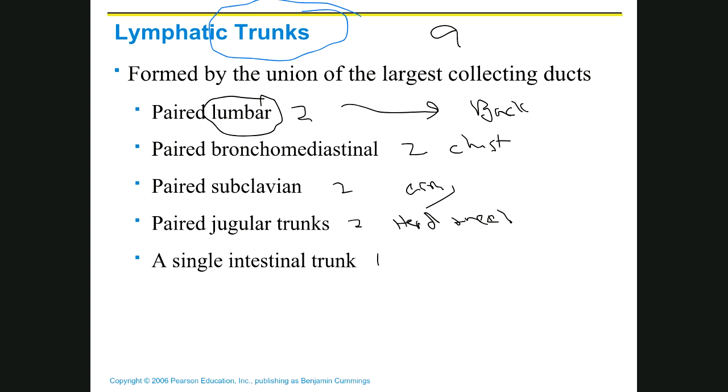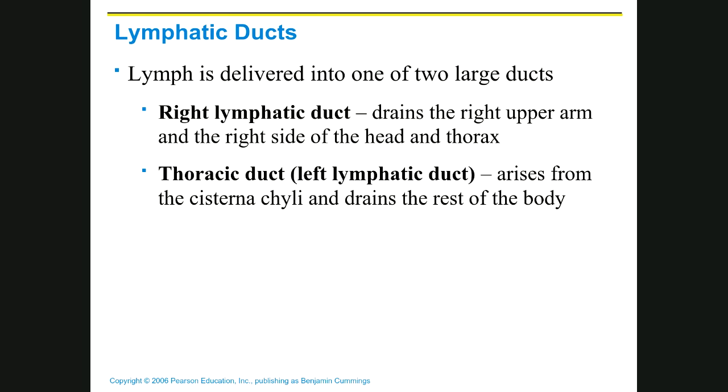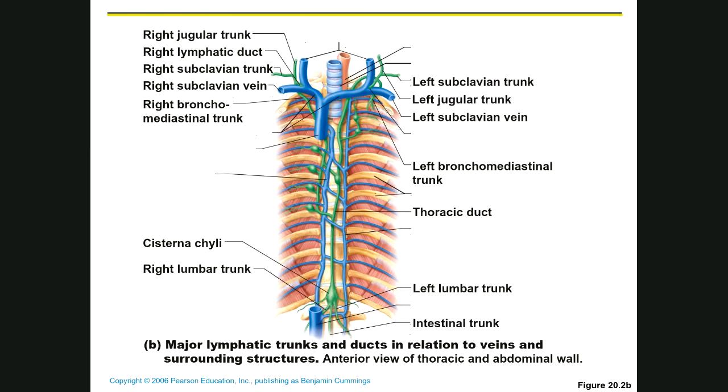what it drains. It drains the intestines. So there are 9 of them. And if you look at them, they're not very big. Here are those trunks. That's a trunk right there. That's a trunk right there. These are trunks. And so those are the jugulars, those are the subclavians, those are the bronchomediastinals. That's the lumbar, and that's the intestinal. So 9 trunks. Make sense? Any questions?